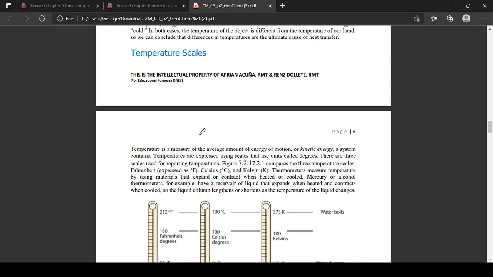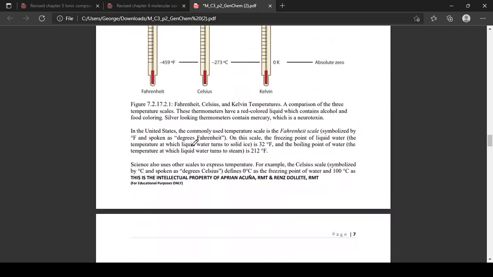These are three scales used for reporting temperatures. Look at your figure 7.2.1. Compare the three temperature scales. We have your Fahrenheit, your Celsius, and your Kelvin. Thermometers measure temperature by using materials that expand or contract when heated or cooled. Mercury or alcohol thermometers, for example, have a reservoir of liquid that expands when heated and contracts when cooled. So, the liquid column lengthens or shortens as the temperature of the liquid changes.